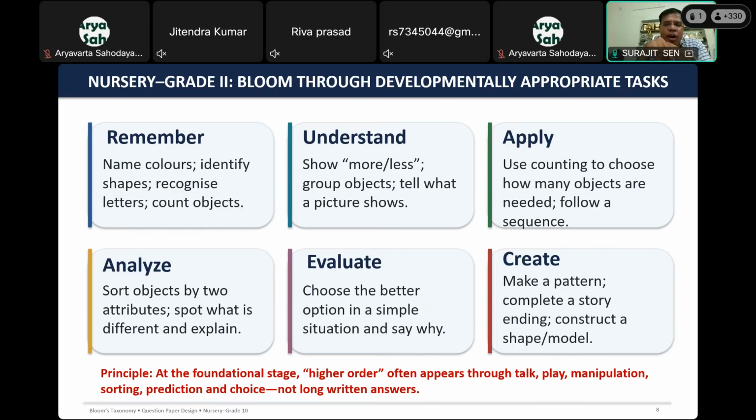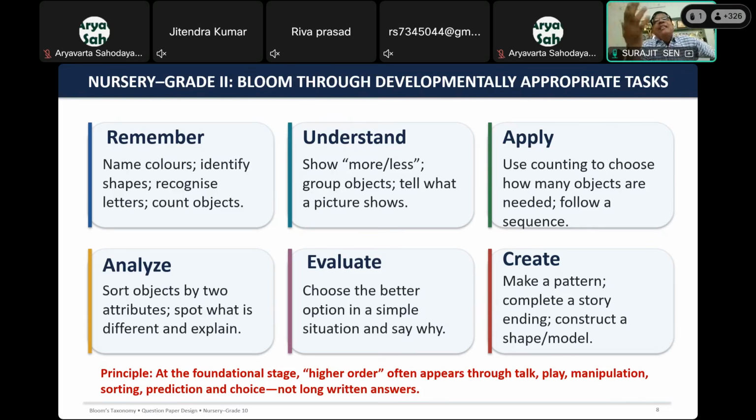So this way we will make it, or evaluate. If you go a little higher: choose the better option in a simple situation and say why. Now suppose this question will be a little tough. You draw a bottle and write hot water, and you draw a bottle and write cold water, and you can write the question: in summer days, from which bottle will you drink water? You will find the maximum children will say from the cold bottle because it's a hot day. But you have already taught them the meaning of hot, the meaning of cold, how one feels on a hot day.